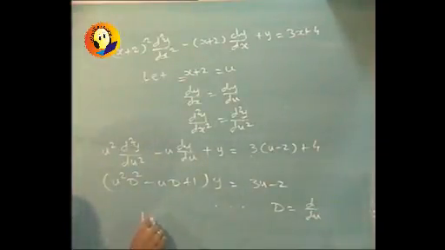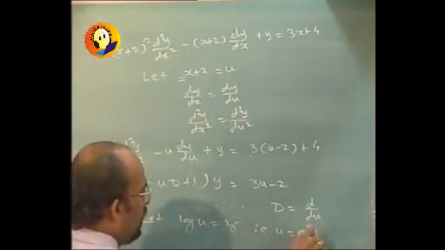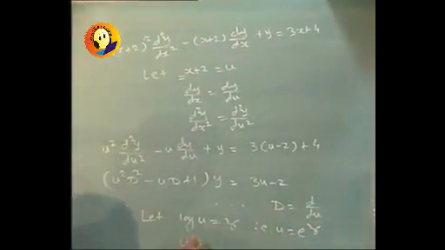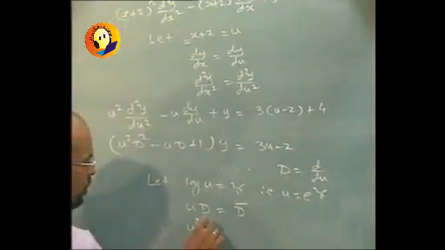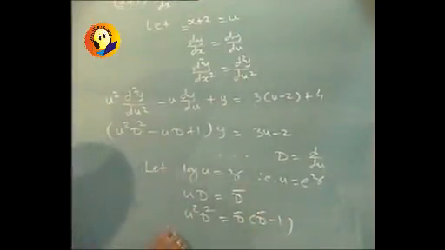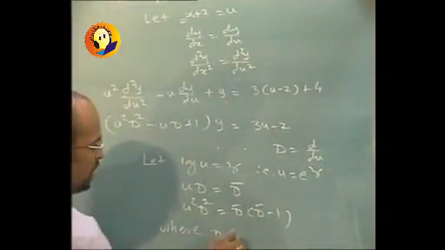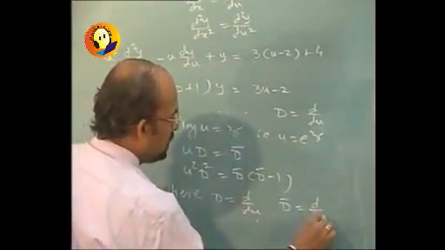Substitution is let log u equal to z, that is u equal to e raised to z. Therefore, uD will be equal to D bar. U square D square will be D bar into D bar minus 1, where D is d by du and D bar is nothing but d by dz.